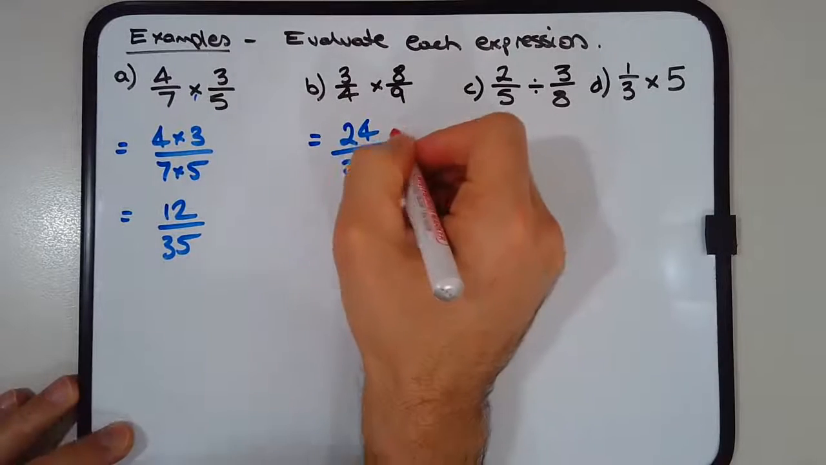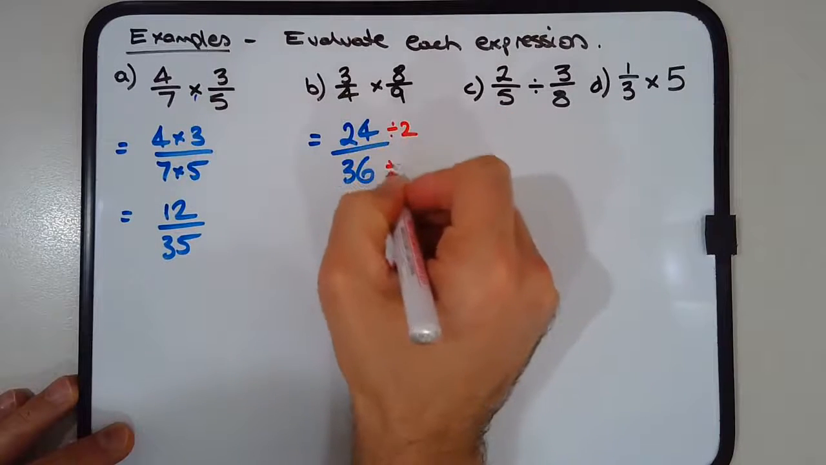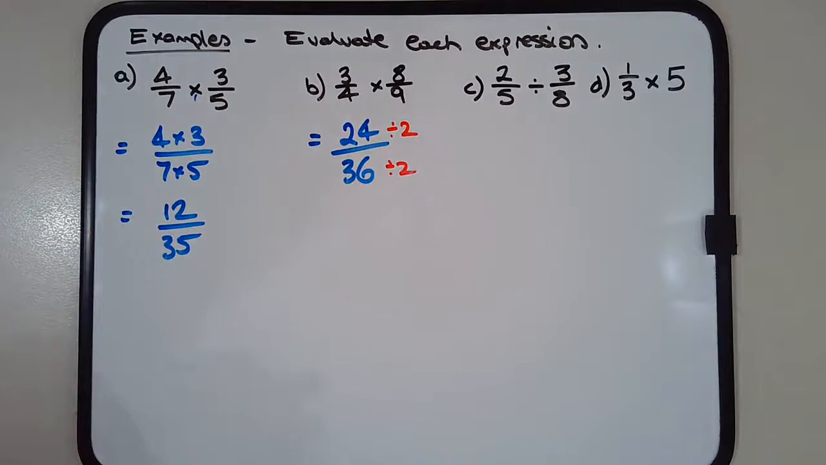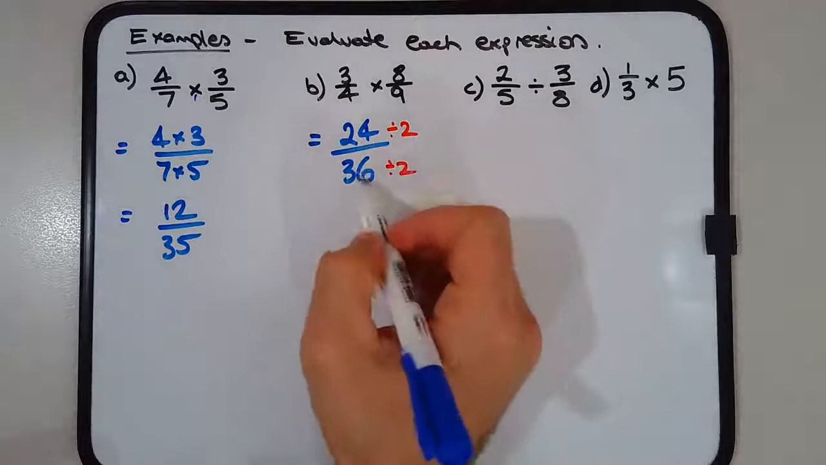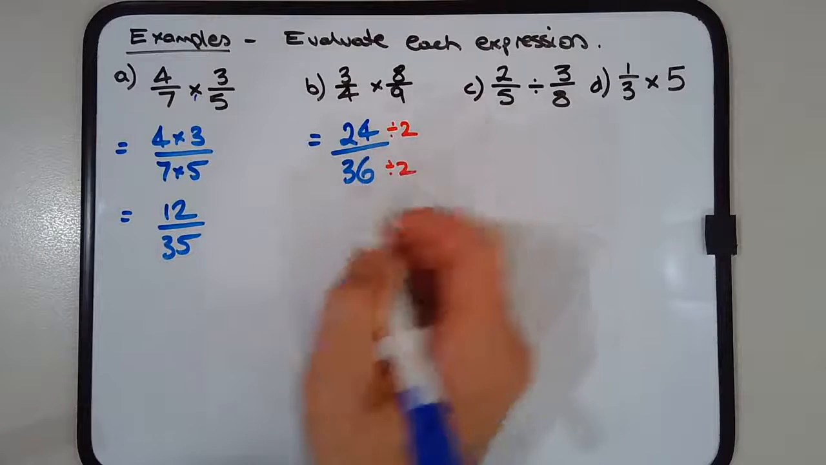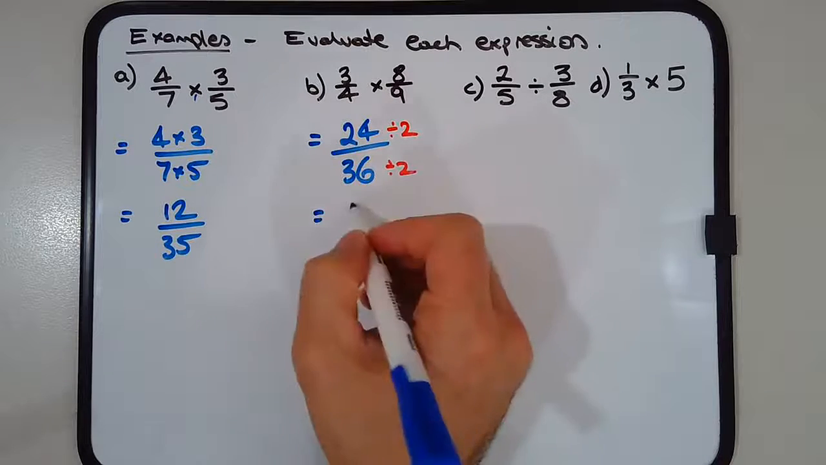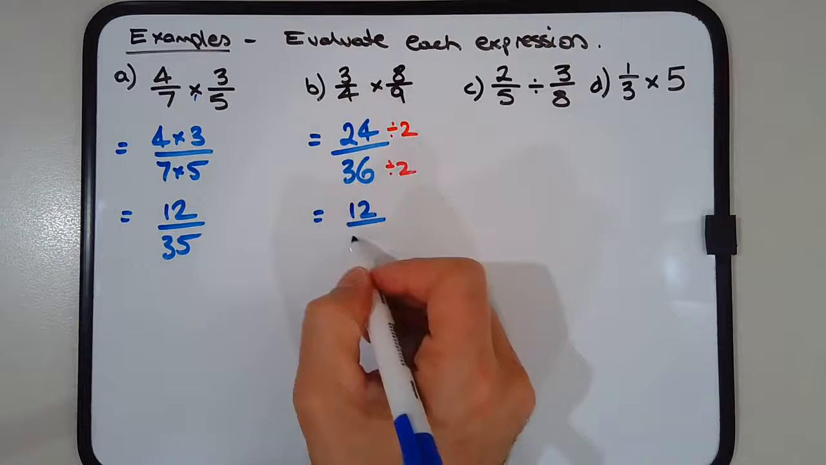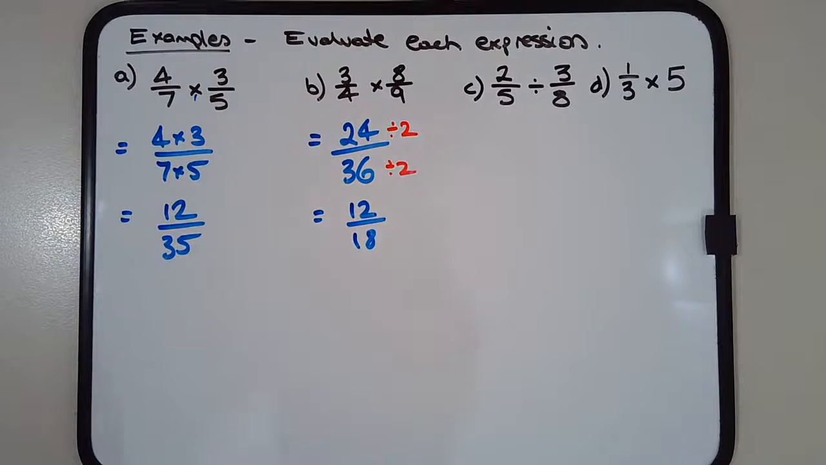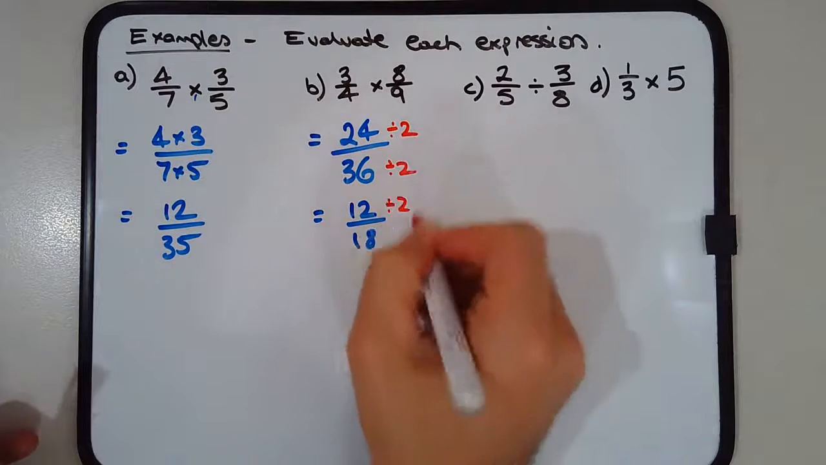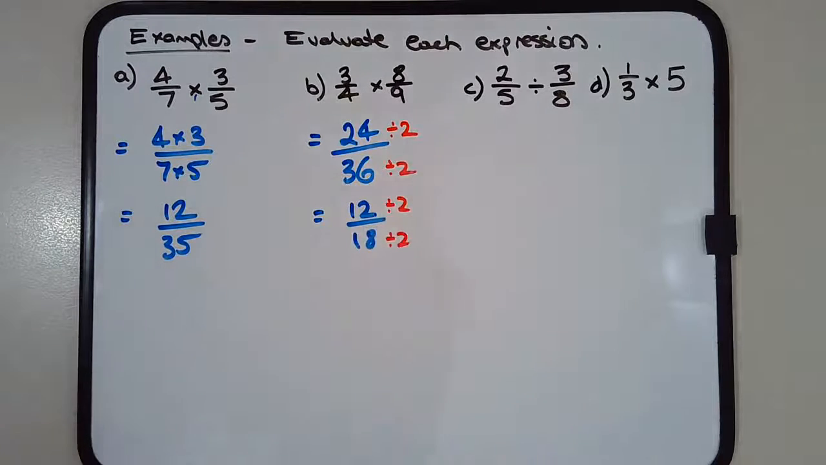I'm just going to use a different color pen here to show what I'm going to do in the working out. If they're even numbers, we can divide them by 2. 24 divided by 2 is 12. 36 divided by 2 is 18. They're even numbers again. We can divide those by 2 yet again. You can do this a few times if necessary.